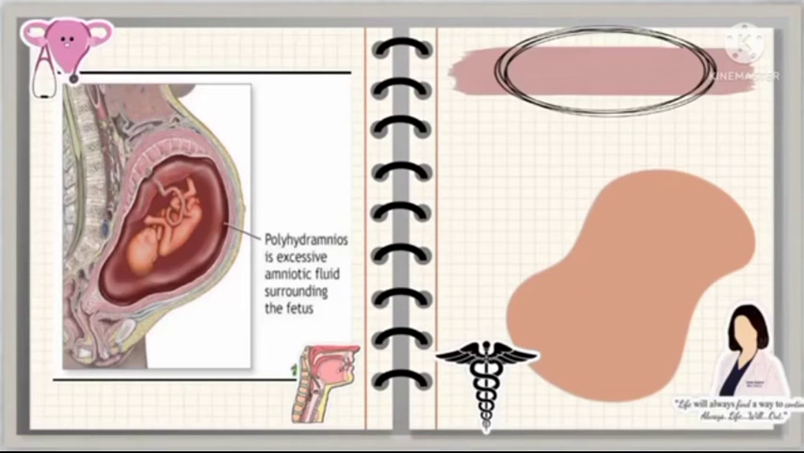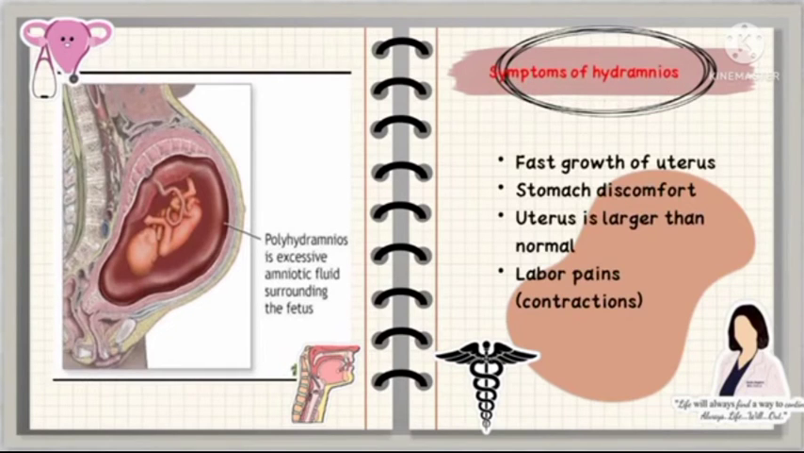Next, the picture shows a polyhydramnios, which is an excessive amniotic fluid surrounding the fetus. Next is the symptoms of hydramnios. These symptoms can occur a bit differently in each pregnancy. This includes the fast growth of uterus, stomach discomfort, uterus that is larger than normal for how far along you are in pregnancy, labor pains, or contractions.